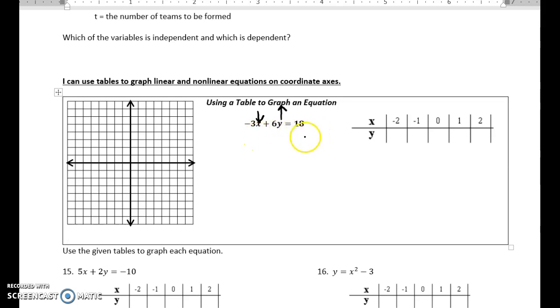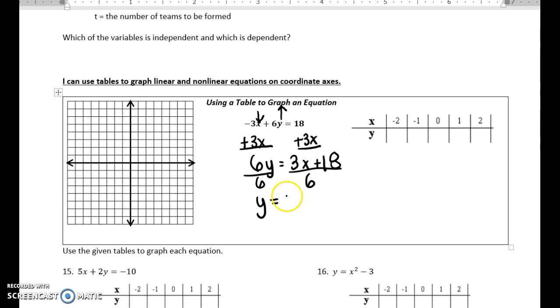So I could certainly do it in this form of the equation, but I'm just going to give you a little tip here. If you take this equation and solve for y, like we have done in the previous unit, you'll be saving yourself a little work in the end. So this is y equals 3 divided by 6 is 1/2, and 18 divided by 6 is 3.